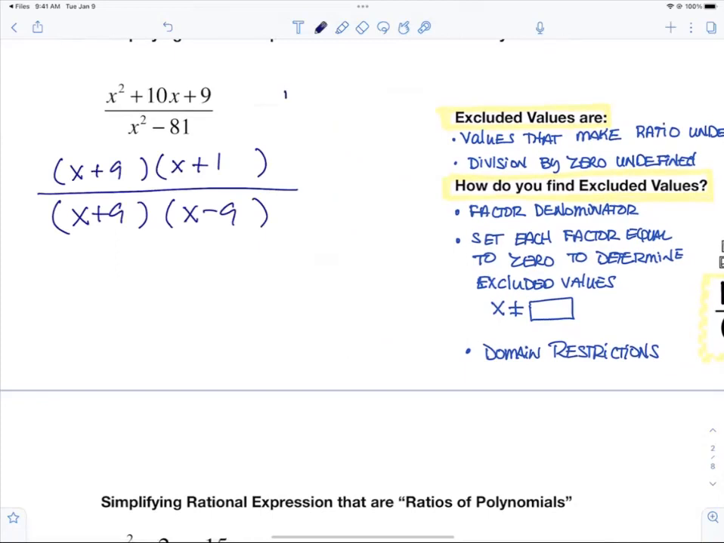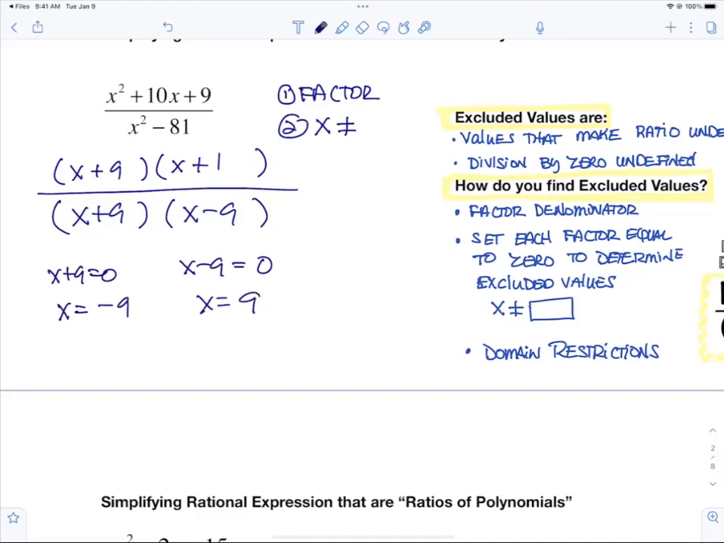So the first thing I want you to do is factor. Then the second thing I want you to do is look at the denominator and list the excluded values. If I take x plus 9 and set it equal to 0 and x minus 9 and set it equal to 0, my 2 excluded values are -9 and +9. So x is not allowed to equal positive or negative 9. And that's coming from this denominator right here.